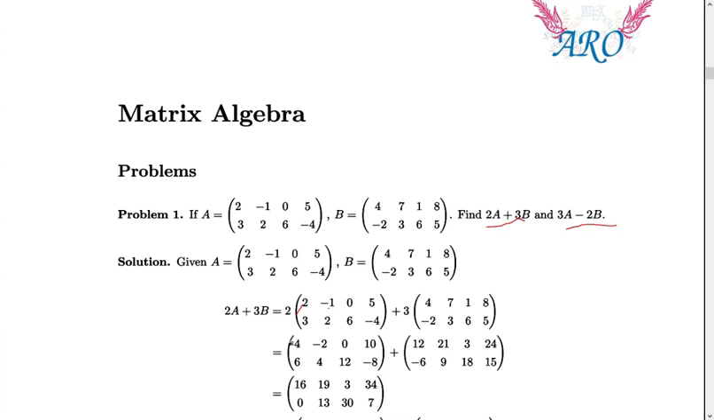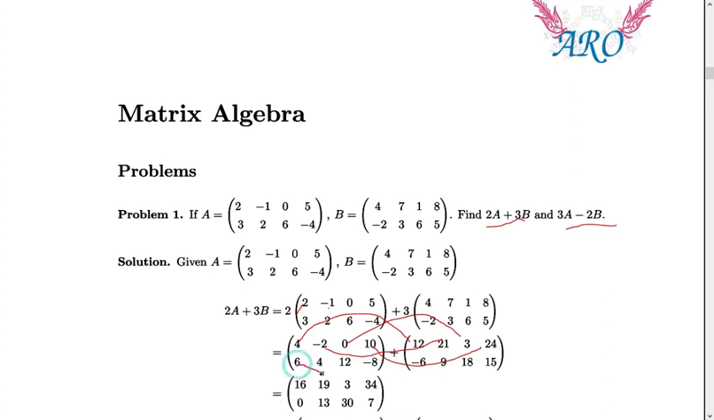We have to add element coordinate-wise. So first element to first element, second element to second element, third element to third element, fourth element to fourth element. We have to add like that only. That's called matrix addition. So 4 plus 12 is 16, minus 2 plus 21 is 19, 0 plus 3 is 3, 10 plus 24 is 34. In a similar way, we have to add for the second row also.